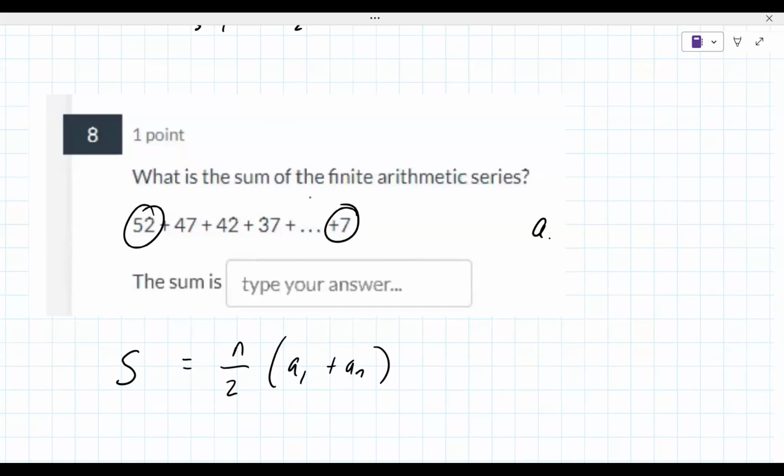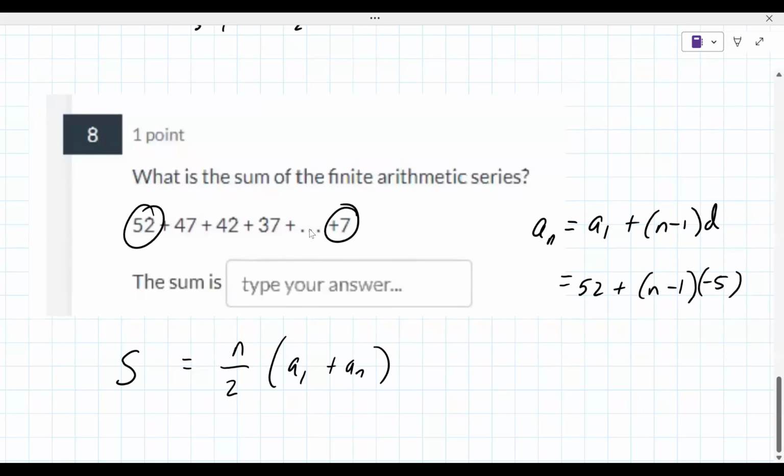To figure out how many terms you have, you generally have to write a formula. The formula is an equals a1 plus n minus 1 times d. Hopefully these are all things that you have seen in this class. Okay, so the first term is 52. We don't know how many terms you have, but we know that the difference between each term is minus 5, because you're going down by 5. All right, so just a little bit of simplifying here. You have 52 minus 5n plus 5 ends up being 57 minus 5n.